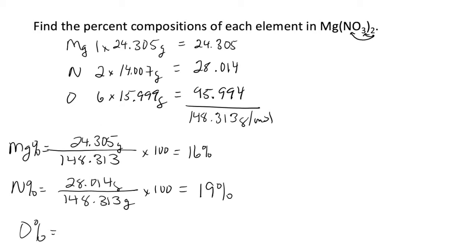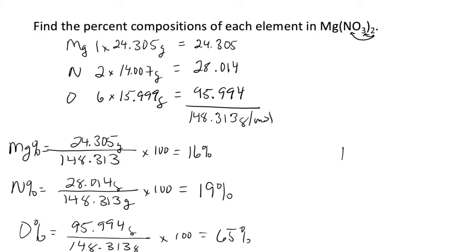The next element is our oxygen. And just like we did for nitrogen, we have to account for all of the elements, the total mass of oxygen in magnesium nitrate. So instead of just taking the mass of 1, we need to take the calculated mass for all 6, which is 95.994 grams divided by the total mass multiplied by 100. And this is 65% of oxygen.